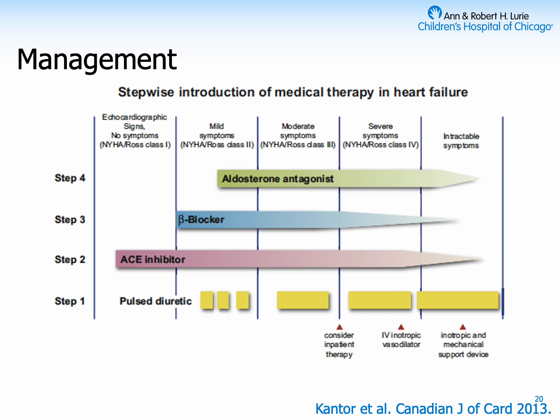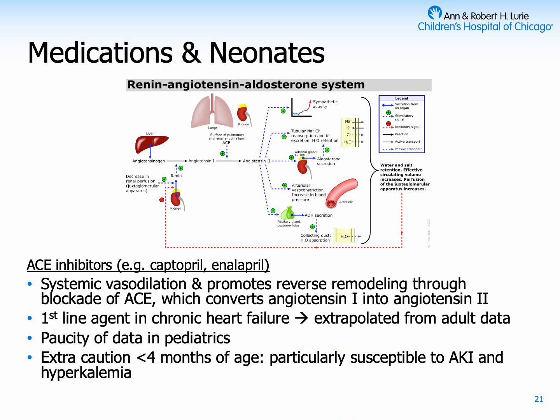So the first-line treatment in a stable chronic patient is usually an ACE inhibitor, followed by beta blockers and aldosterone antagonists, with diuretics as needed throughout to manage fluid overload. In patients with more severe symptoms, they may require inotropes and consideration of mechanical support. I'm not going to discuss all of the medications, but I'm just going to highlight a few considerations in neonates.